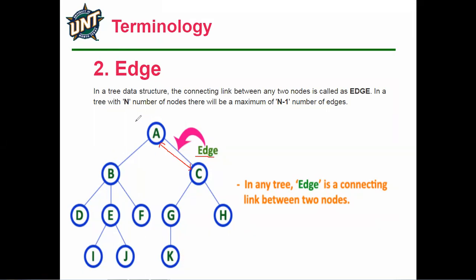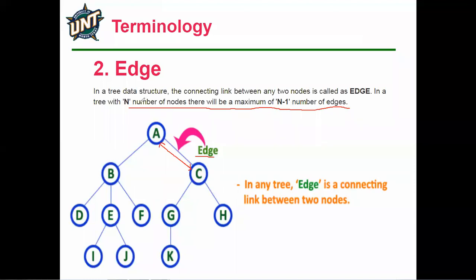And within a tree with n number of nodes, the point is very important. This question may be asked in MCQs. This type of question is asked, that's why you have to understand each and every part of tree terminology. So here, with n number of nodes, there will be a maximum of n minus 1 number of edges.